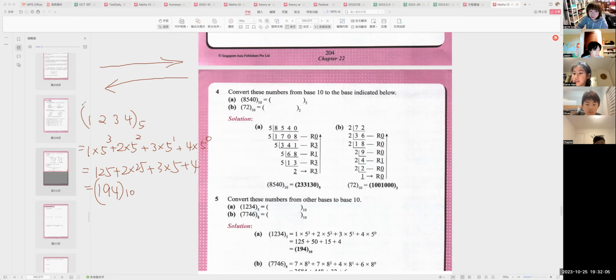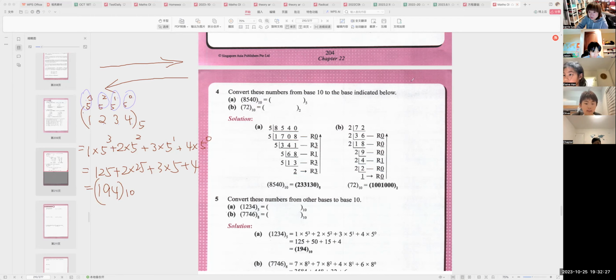Okay, so this one is basically 5 to the power 3, 5 to the power 2, 5 to the power 1, and 5 to the power 0. If you want to make sure you're doing it perfectly right, just put this one on top of it. So 1 times this, 2 times this, 3 times this, and 4 times this. Get it, Chapter? So with this, you won't miss anything at all, okay?